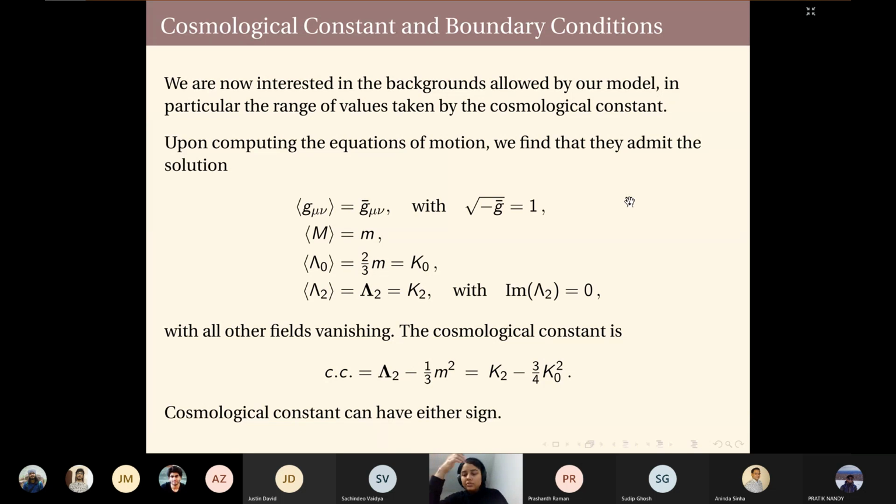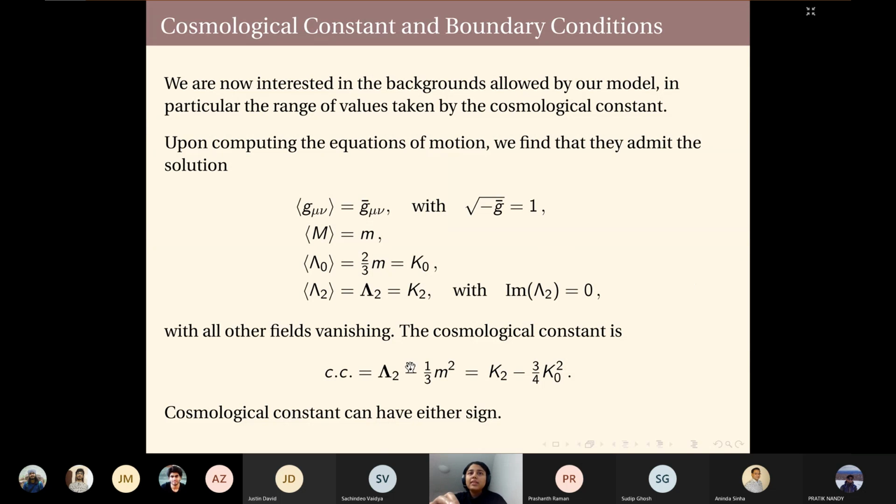So once we have the Lagrangian, the natural thing to do is to write down its equations of motion and solve them. The equations of motion admit this set of solutions. Here, the vacuum expectation value of the metric is G mu nu bar, the background metric. The vev of the scalar field capital M we denote as small m. And these are for the Lagrange multipliers.